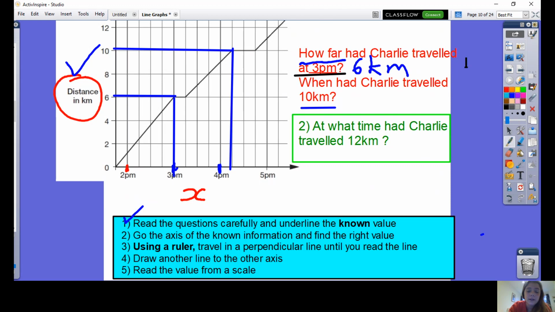I know this is 4 o'clock, and we've said that each smaller increment is 15 minutes. That tells me the time here is 4:15.